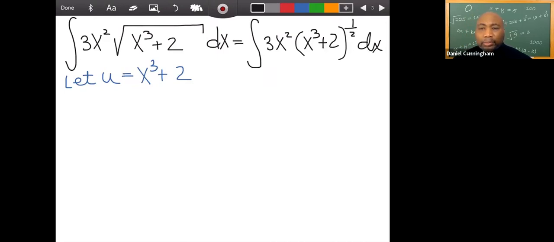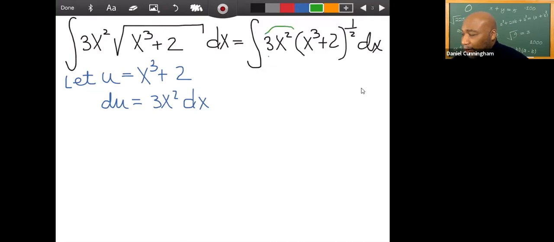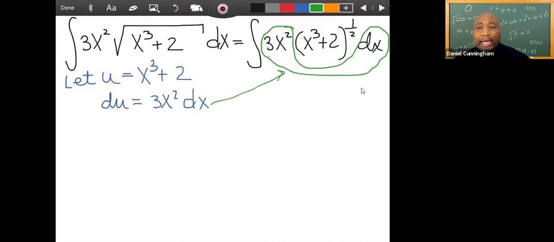Now, in this particular problem, if I let u equal x cubed plus 2, then du by itself will equal 3x squared dx. So I've already moved the dx to the other side. And I saw that derivative. I saw that if I let u equal x cubed plus 2, now look up at the original problem. We have that here. This is exactly du. I don't have to bam in a constant. It is exactly right there.